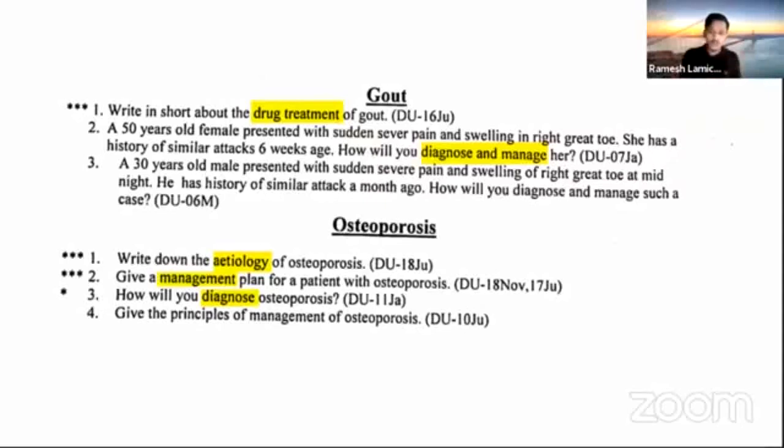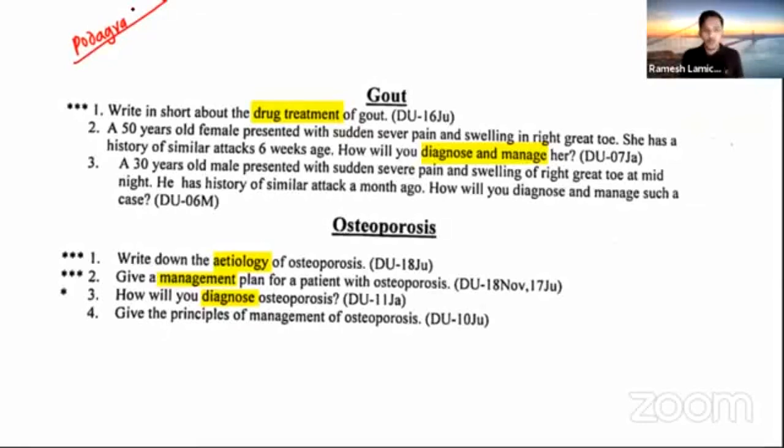So usually the patient will present with podagra. So what is it called? Podagra. So podagra means what? The first metatarsophalangeal joint will be involved, mainly in an acute case of gout. So that is called podagra, right?